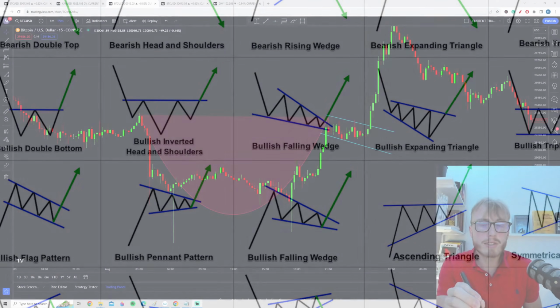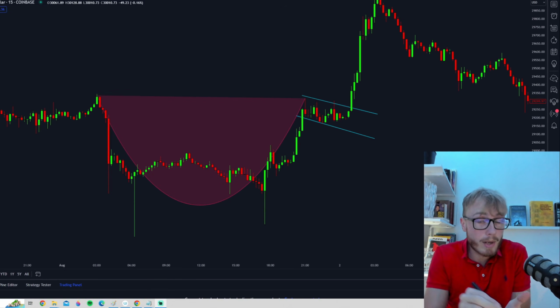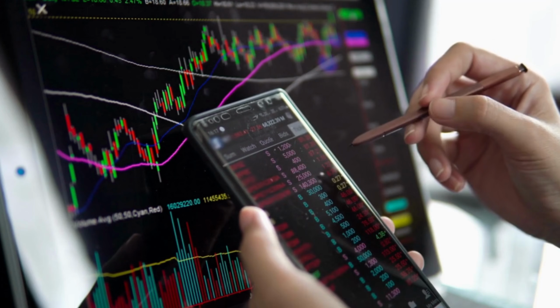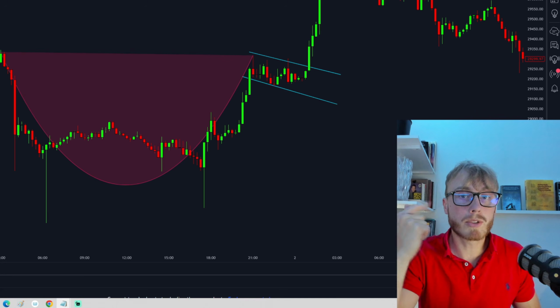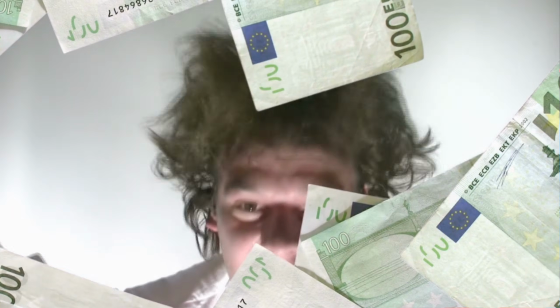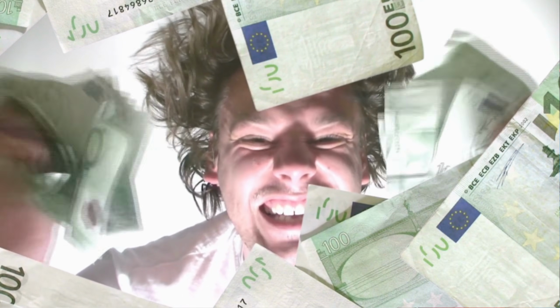Chart patterns tell us a story of where the price is likely to go next. So if you guys can learn these chart patterns by heart, both how to identify them, but also of course where to enter and exit your trades, you will be able to make so much more money from trading.